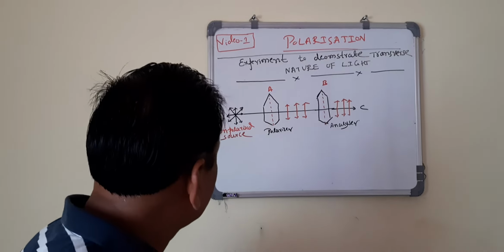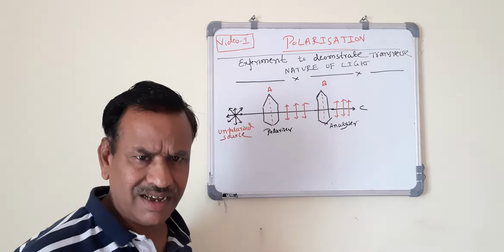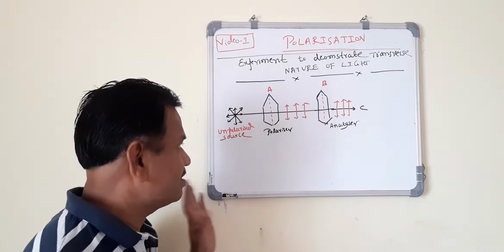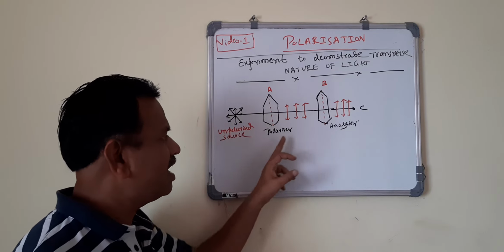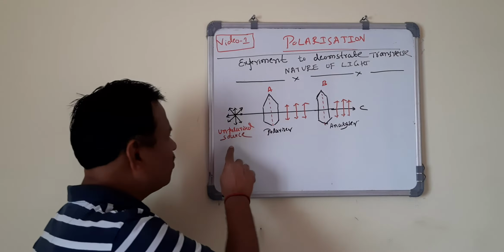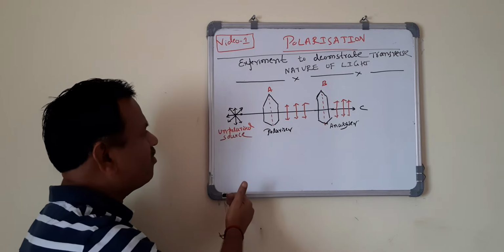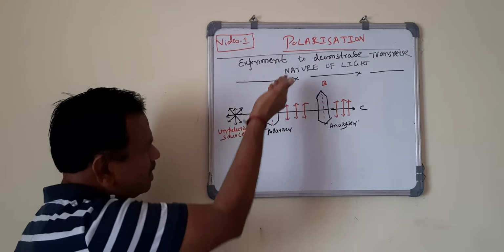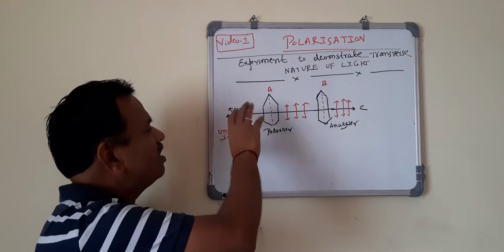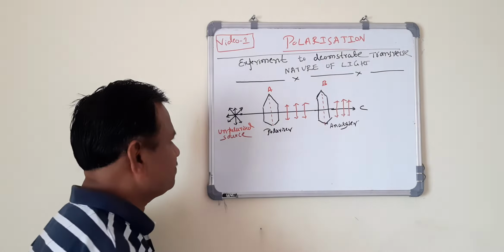Now you see, it is one crystal. It is a tourmaline crystal, calcite crystal, quartz crystal, like that. It's a naturally occurring crystal. This is crystal A and this is crystal B. And this is unpolarized light. What is unpolarized light? It consists of vibrations in this plane, in this plane, in this plane, and in this plane. So there is a mixture of light vibrating in all different planes.